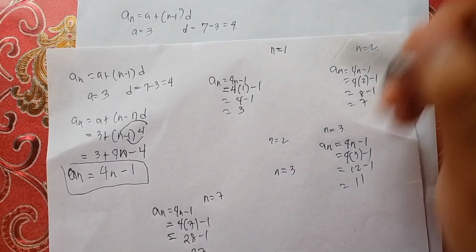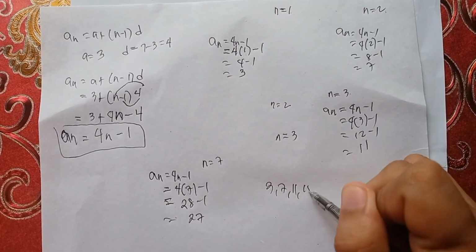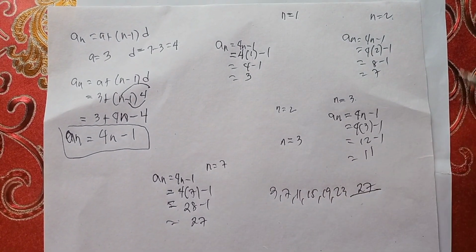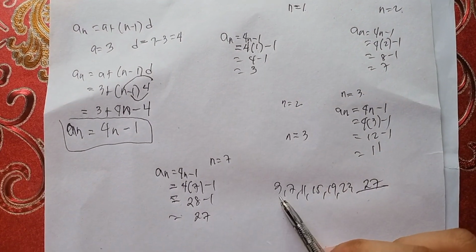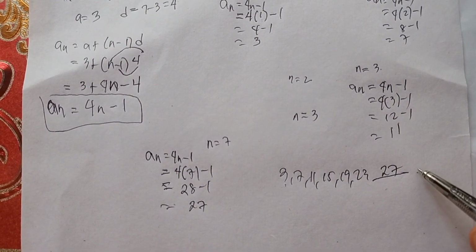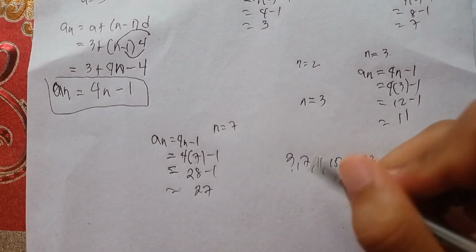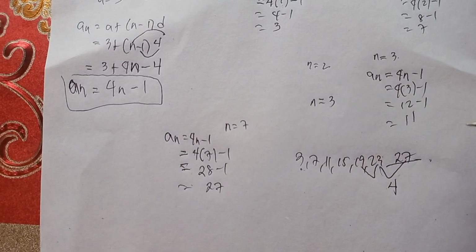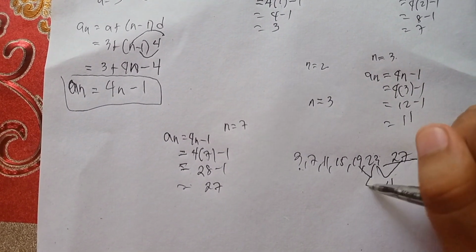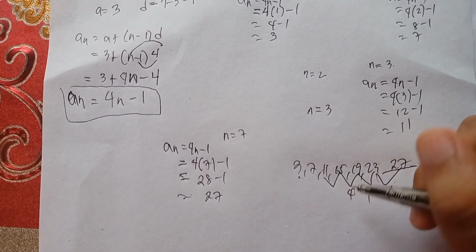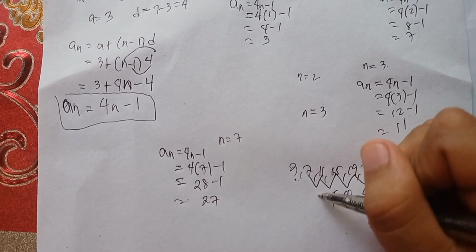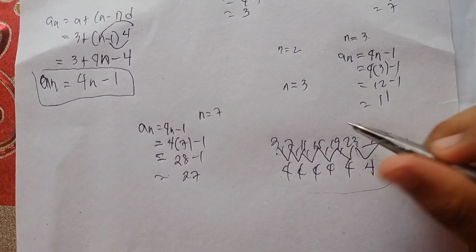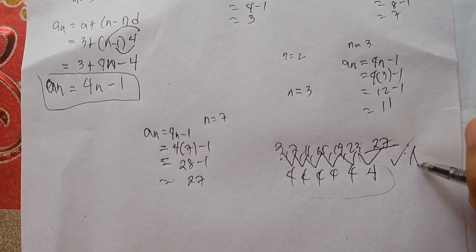So let's check if it matches. 3, 7, 11, 15, 19, 23, and the 7th term is 27. Again, in an arithmetic sequence, if the difference is the same, then it is an arithmetic sequence. If not, that is considered a geometric sequence. So let's check our difference. 27 minus 23 is 4, 23 minus 19 is 4, 19 minus 15 is 4, 15 minus 11 is 4, 11 minus 7 is 4, 7 minus 3 is 4. Therefore, the difference is constant. So this sequence is considered an arithmetic sequence.